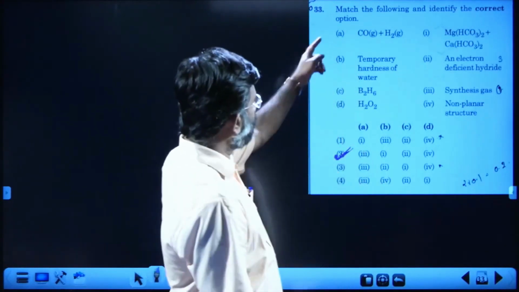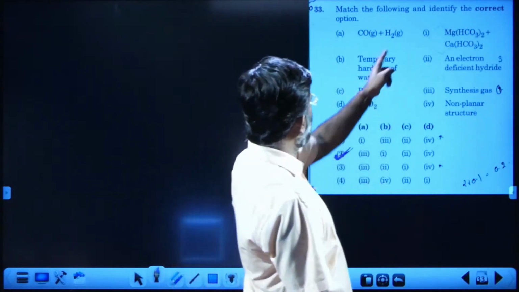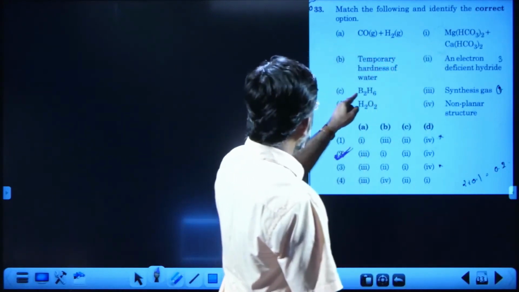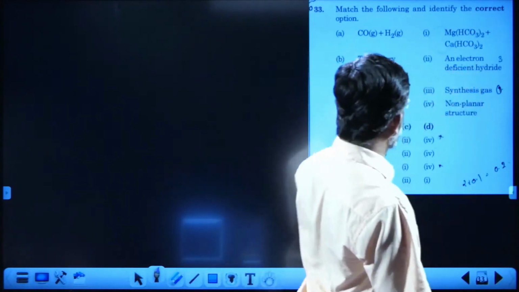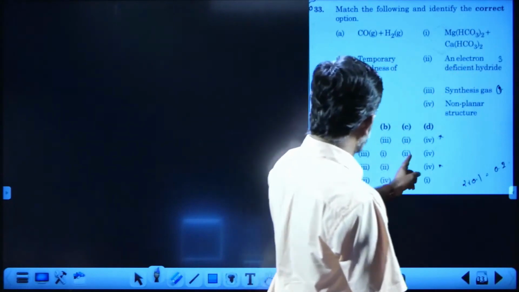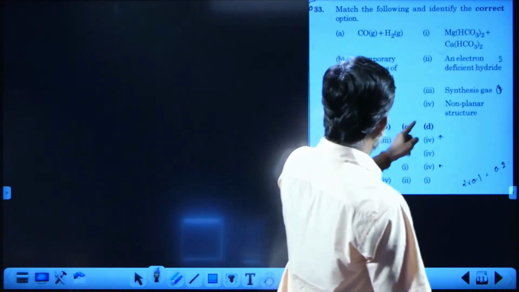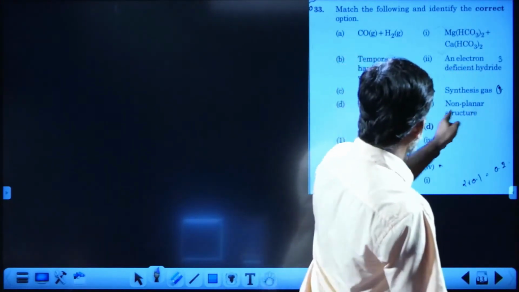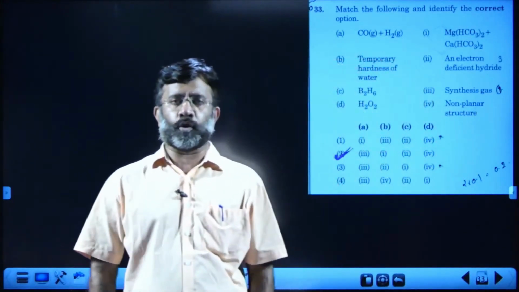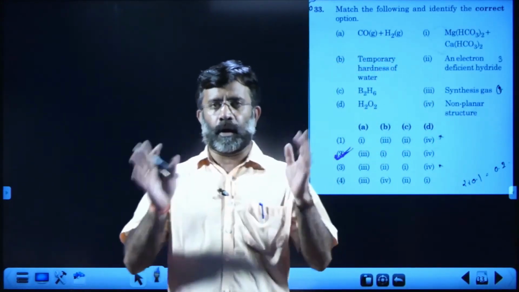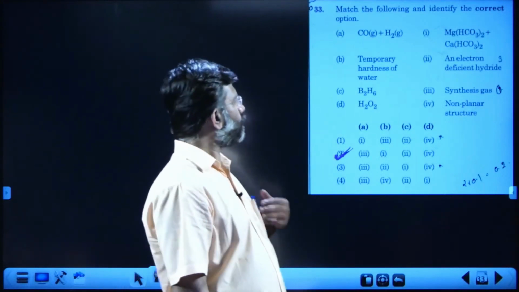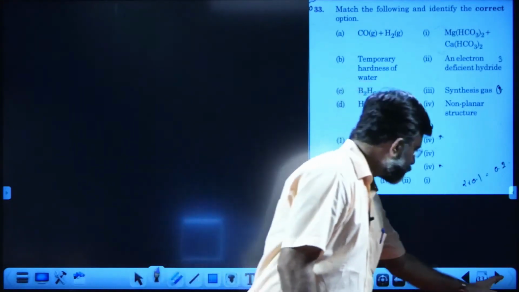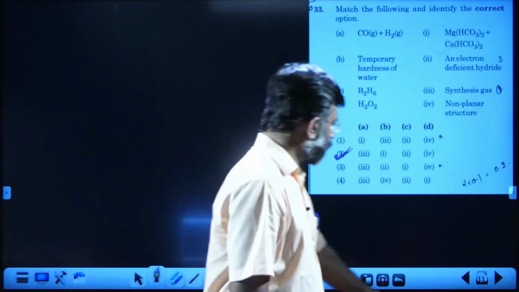A with 3, syn gas, and B with 1, and C, diborane. Diborane is electron deficient, so C with 2. And D, H2O2, with 4, non-planar structure. You know the structure of H2O2, the open book structure. It is a non-planar structure. Next question. So the answer is second choice.